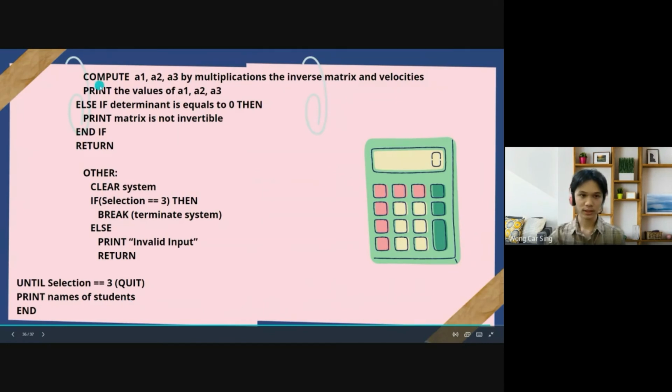And lastly, A1, A2, A3 will be calculated by multiplying the inverse matrix and the velocities, and then the values of A1, A2, and A3 will be printed. Else if the determinant is equal to 0, then print the matrix is not invertible. And this is the command that if the user picks a number other than 1 and 2, and the number is 3, it will terminate the system and print the names of the students.